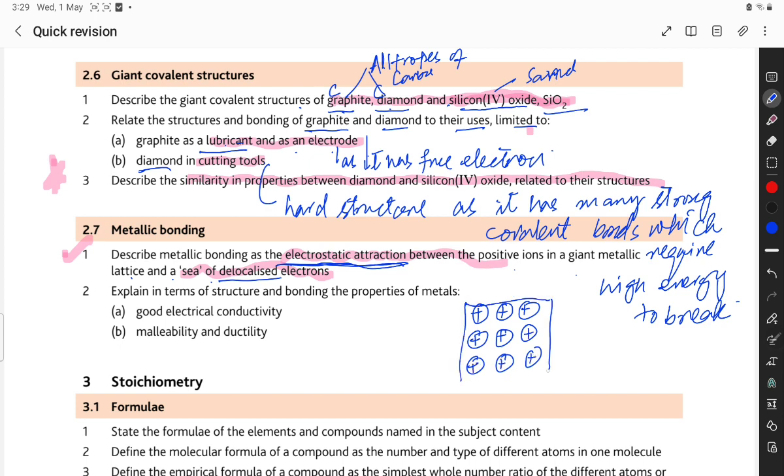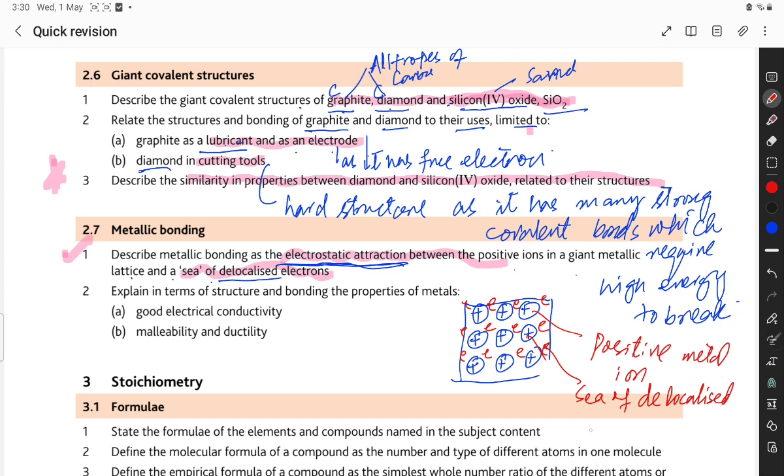This is the positive metal ion and the sea of delocalized valence shell electrons. Draw a box and draw electrons over here, here, here, here. So this is the positive metal ion, and this is, sorry, the sea of delocalized valence shell electrons.